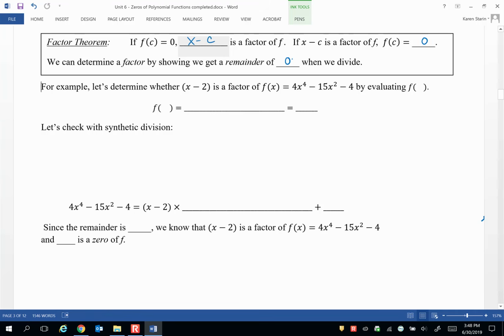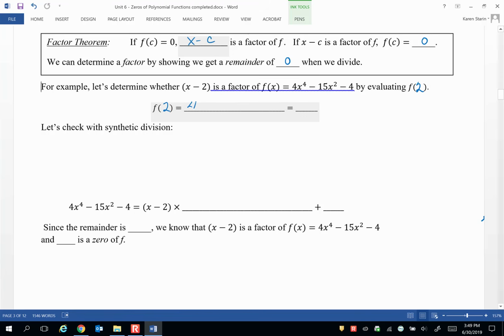So for example, let's determine whether x minus 2 is a factor of f of x equals 4x to the fourth minus 15x squared minus 4 by evaluating f of 2. Well, if f of 2 is 0, then x minus 2 is a factor by the factor theorem. So let's evaluate f of 2.